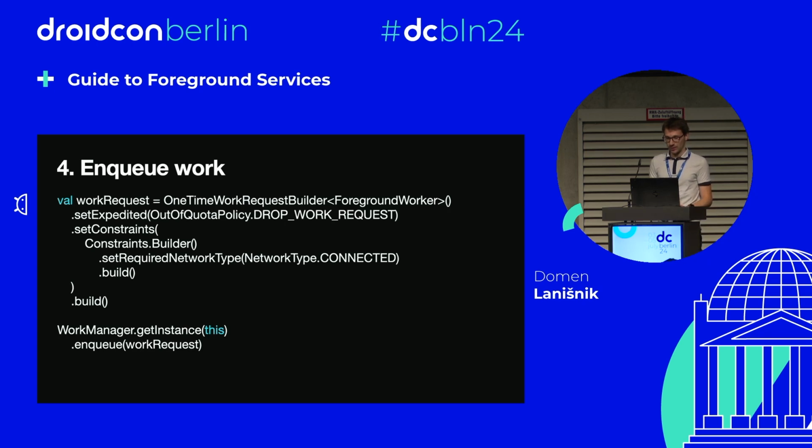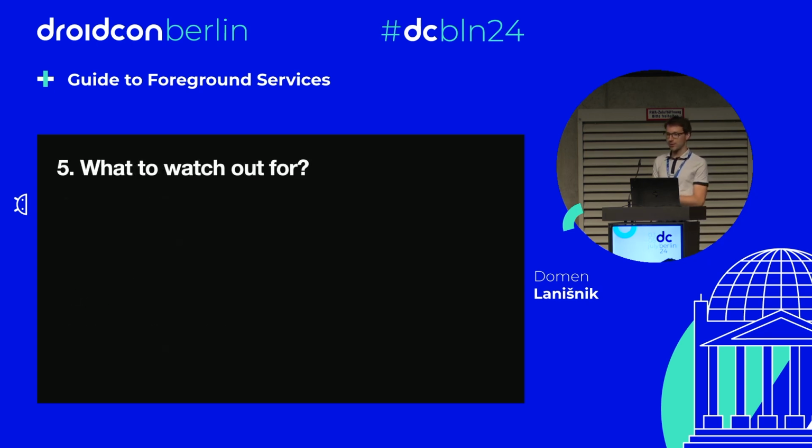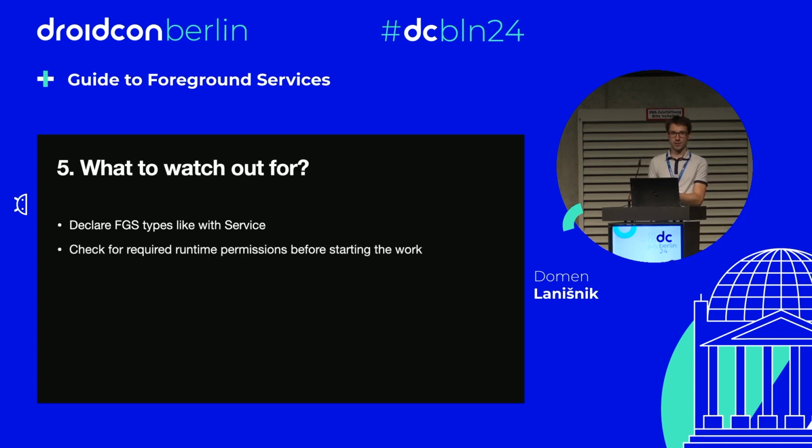Cool. Okay, so yeah, what to watch out for? It's similar to a service, so you need to declare your foreground service types. You need to check for the required runtime permissions before you enqueue the work. You should only use this when the work is important to the user and needs to run immediately and not be interrupted. Otherwise, you should just use the regular worker from Work Manager.